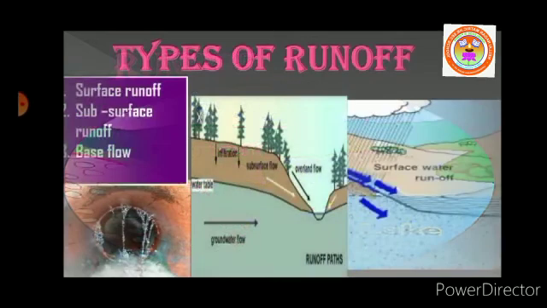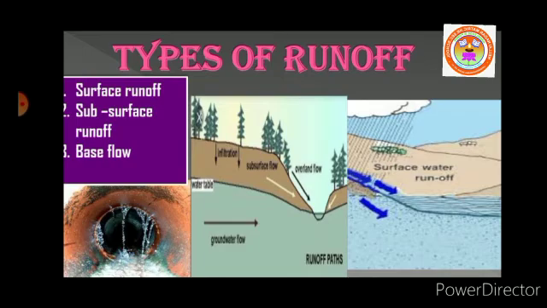Next, let us see types of runoff. Based on the time interval between the instance of rainfall and generation of runoff, the runoff may be classified into the following three types, that is surface runoff, subsurface runoff, base flow.